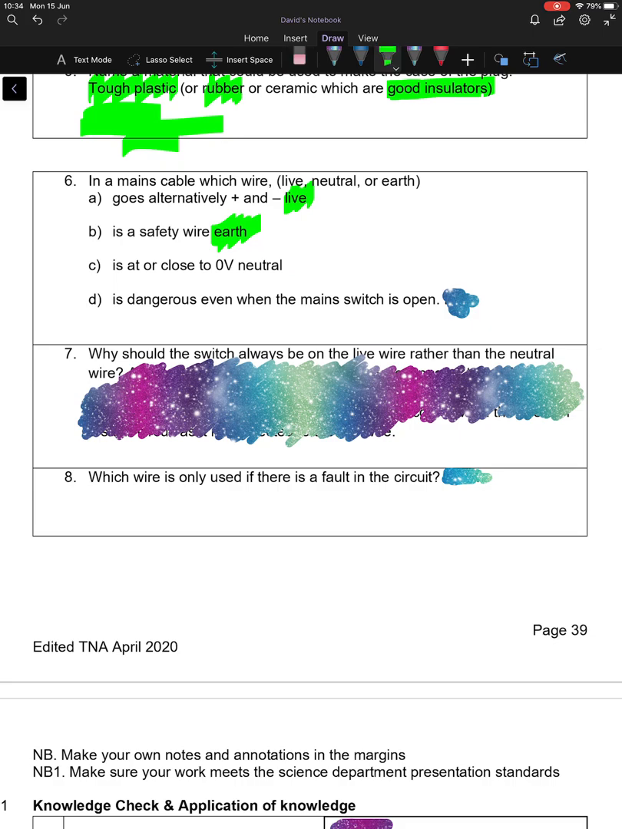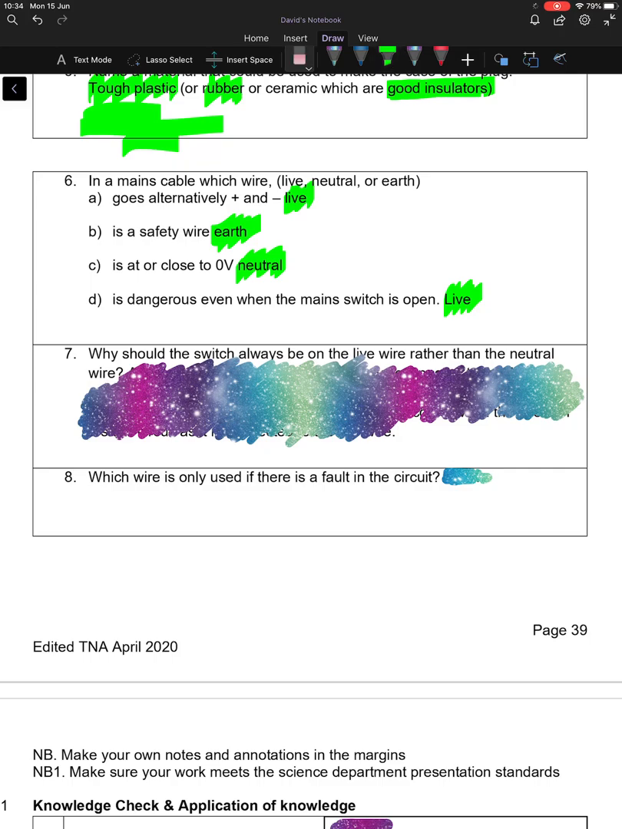Earth, good. Which one is close to 0 volts? Neutral. Remember, neutral often means 0. And then it's dangerous even when the mains is switched on or the main switch is open. Live wire.